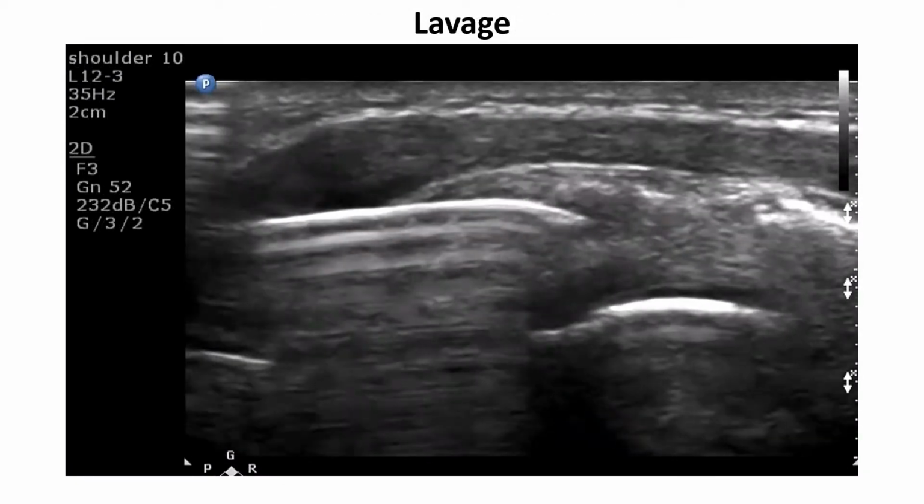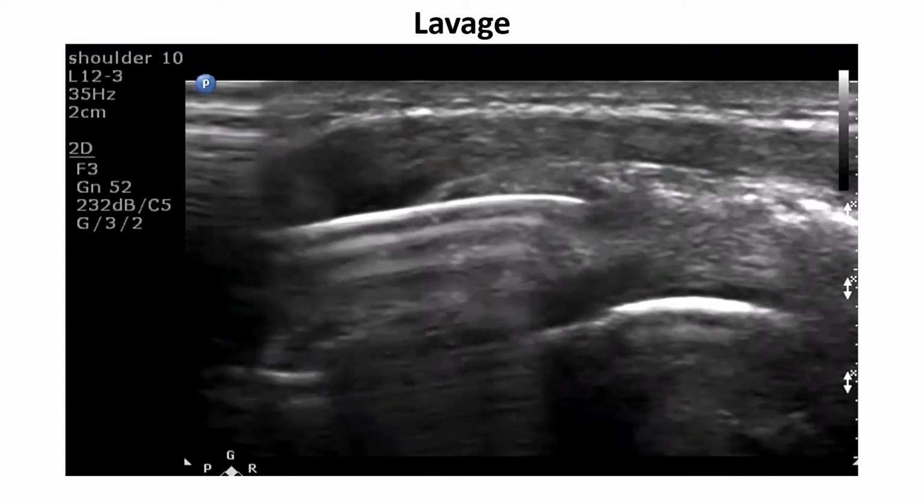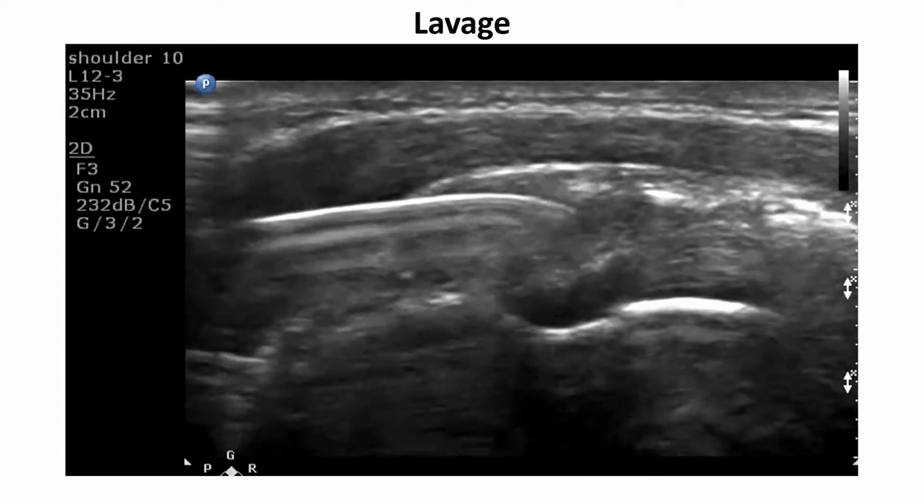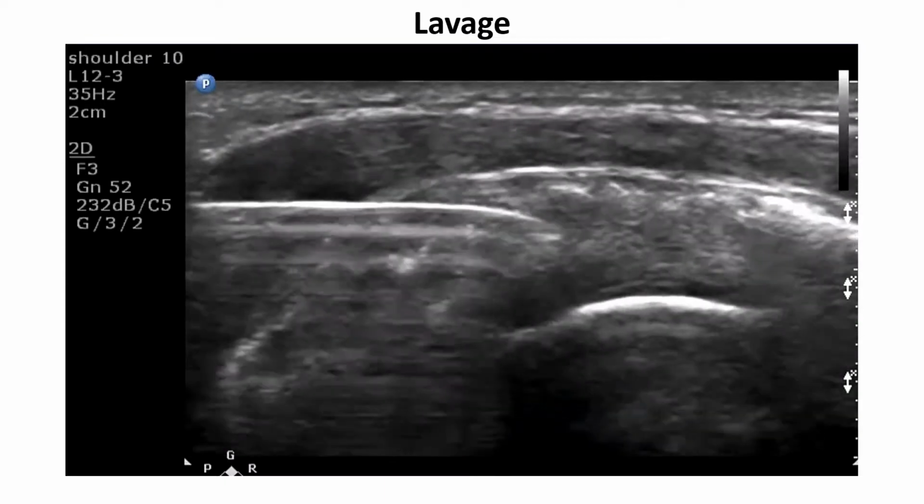This video demonstrates the actual lavage technique, where fluid is injected into the calcium.